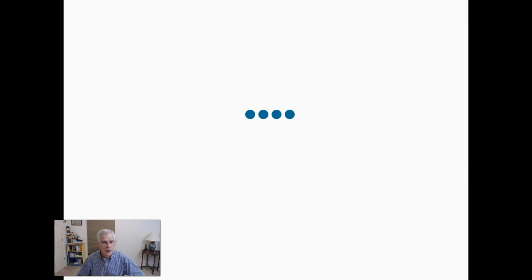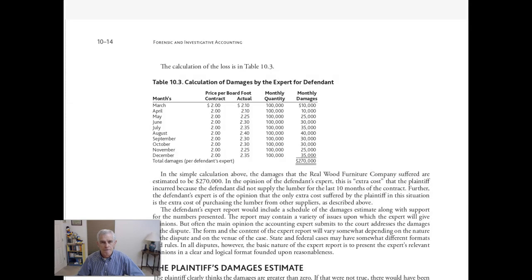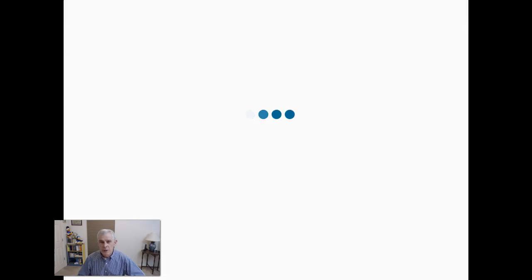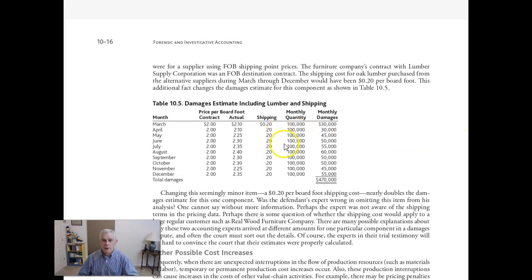Now, when you compare this table back to a couple pages ago, let me just go back and show you that. Let's go back here and here. The defense's expert came up with $270 as the amount of the losses. Here's what the contract called for. Here's what it would cost you outside, $270. But if you add 20 cents for shipping that they actually had to pay for, it makes the loss go up $200,000. We're up to $470. So just something as small as 20 cents per board foot, you might think, well, I'm not going to worry about that. It adds up.